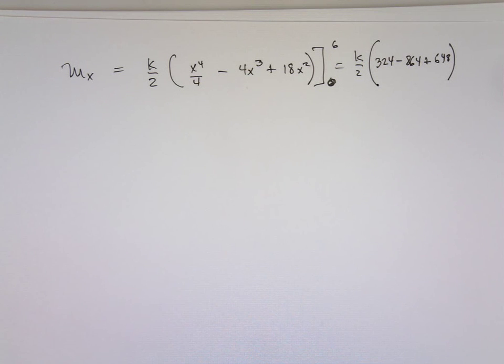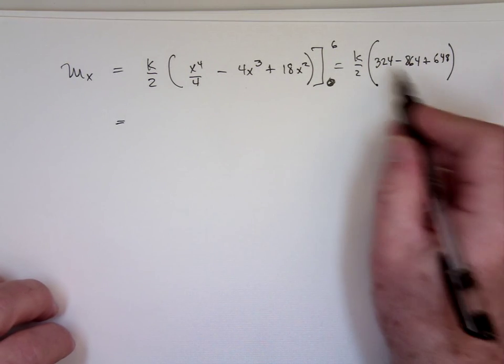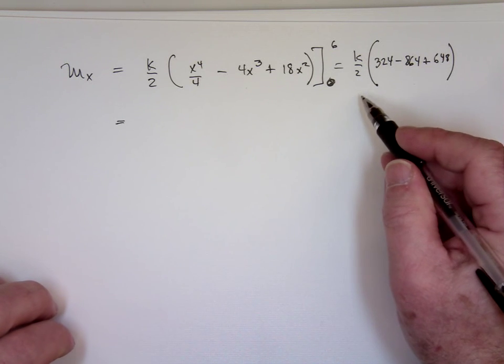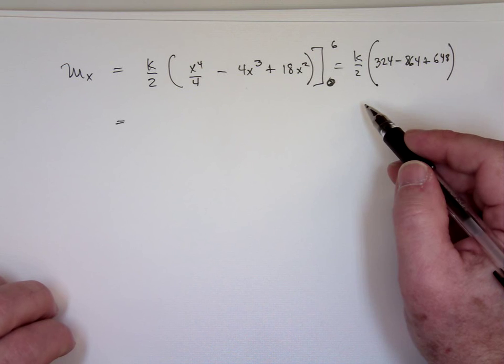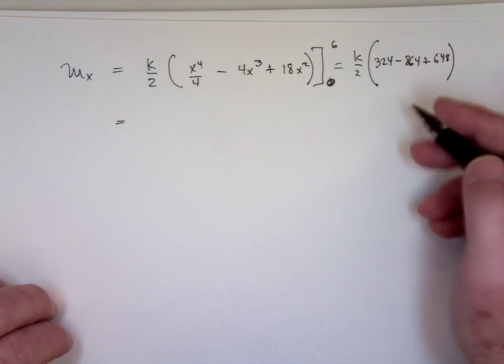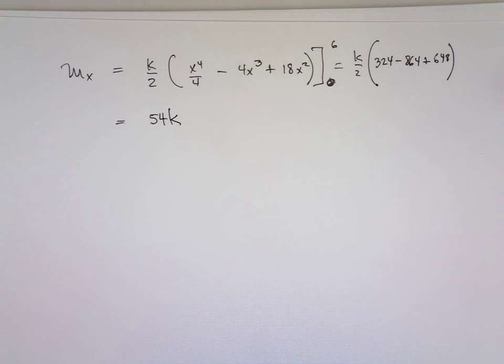All right, so you end up with, what do you get when you do this? And divide by 2? What is it? 54k? All right, that one's 54k. Hopefully that gives us something we need.